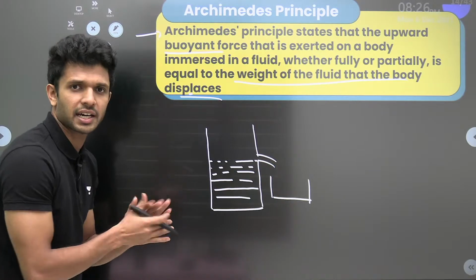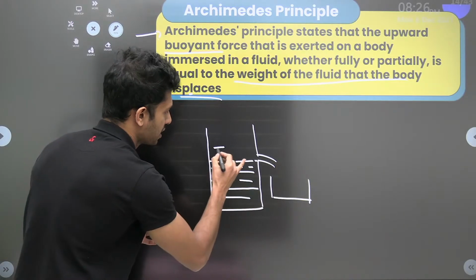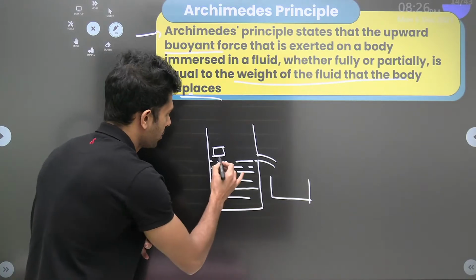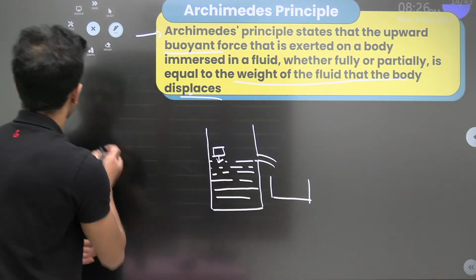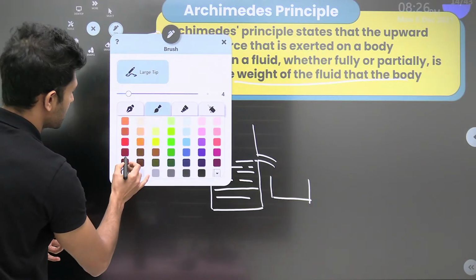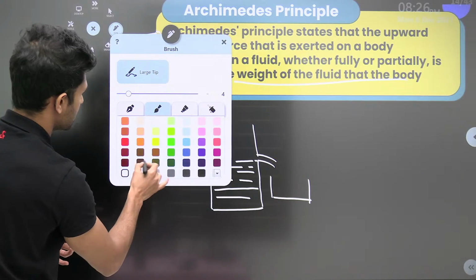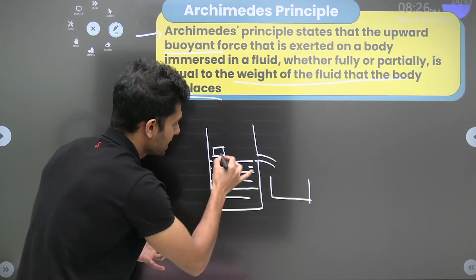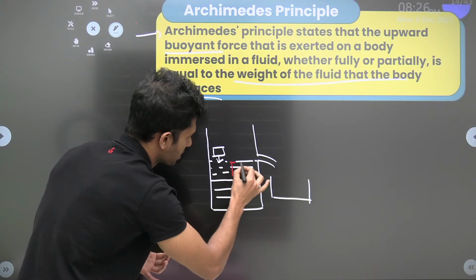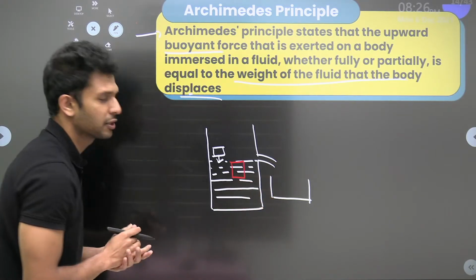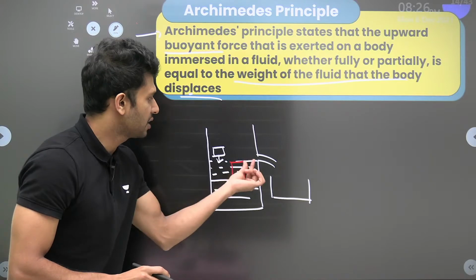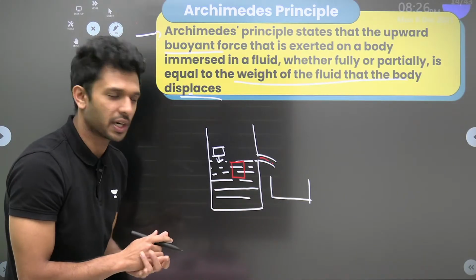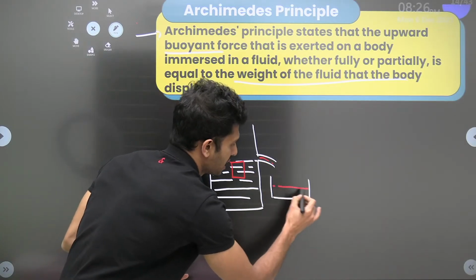Okay, now see what we are doing. I'm going to take a small material here. Let's say I'm going to take another cube again. I'm going to immerse that particular cube there. Which color? Okay, I'll use red color. Now let's say this particular cube is immersed completely inside this fluid. What happens? You know that the water level will rise and the water will start flowing out through this particular opening, and that water is being collected here.